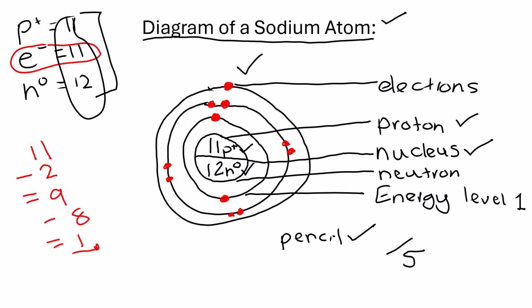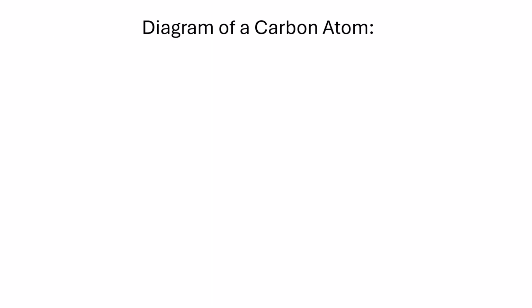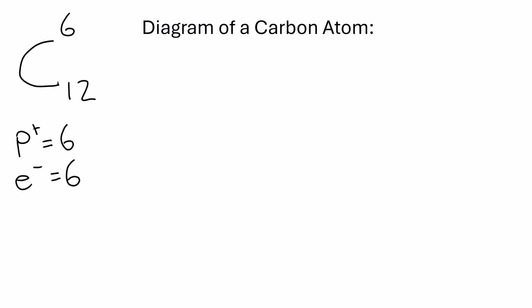Okay, let's go do another one. So here's carbon. Carbon on the periodic table is 6 and 12. Okay, so remember, protons is equal to the small number. Electrons is equal to the small number. And neutrons is equal to the big number minus the small number, which in this case is 6. So luckily for us, all of them happen to be 6.